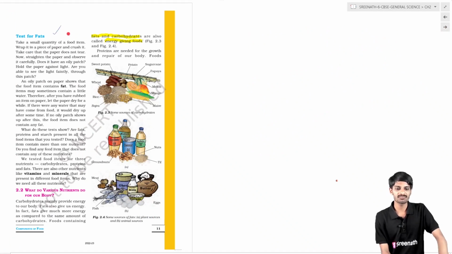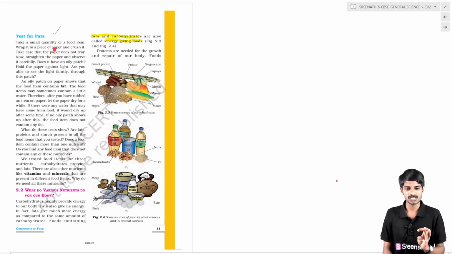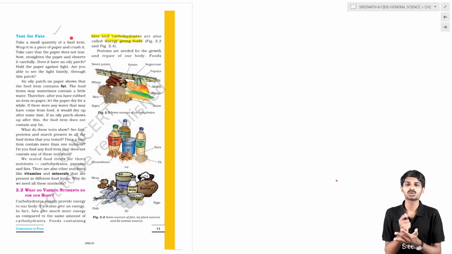Now, how to test for fats. Take a small quantity of the food item. It is very easy. Take a piece of paper, place the food item in the paper, wrap the paper over the food item and try to crush it.